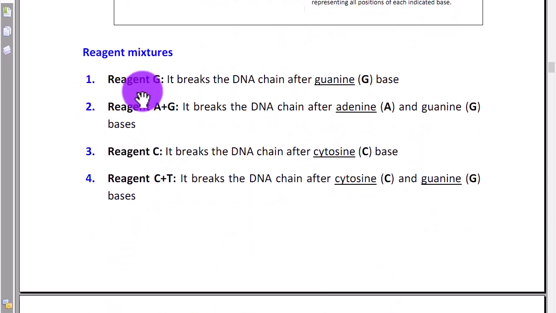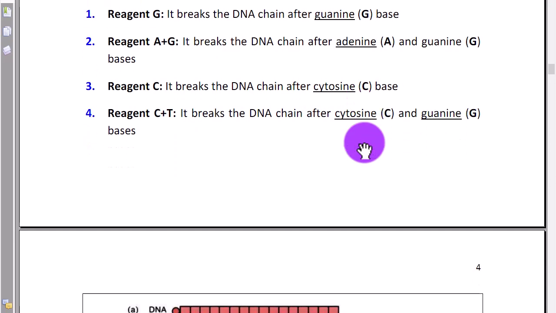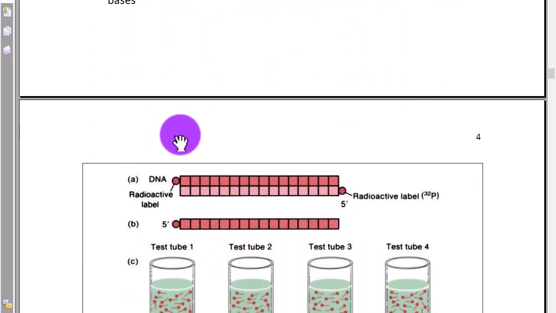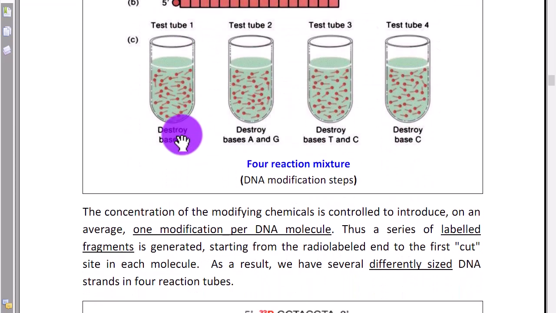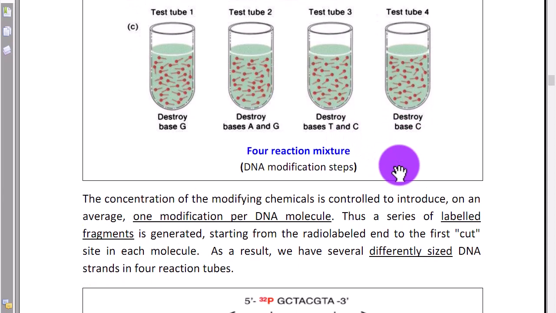Reagent G breaks the DNA chain after guanine G. Reagent AG breaks the DNA chain after adenine A. Reagent C breaks the DNA chain after cytosine C. Reagent CT breaks the DNA chain after cytosine and thymine. And these DNA modification steps destroy the base G, destroy bases A and G, destroy bases T and C, destroy base C.